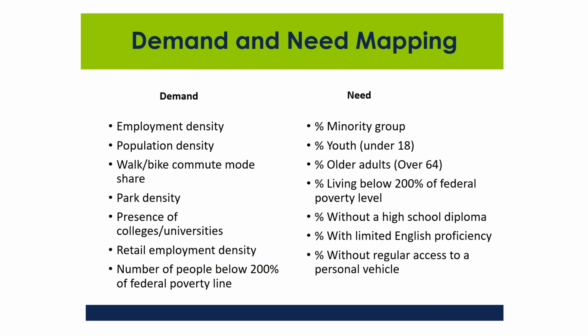To calculate demand, we use the categories on the left and compare them to a statewide metric. So how did an employment density in this census tract compare to the statewide average? And that's how we scored that. For need, we compared percentages within a specific census tract and then bucketed them into groups to score them. So demand and need are calculated slightly differently and have slightly different criteria, but they're very useful information to have, and you can see where some of the hotspots are, where demand and need overlap, and that's probably where we should be providing more pedestrian facilities if we don't currently have them.